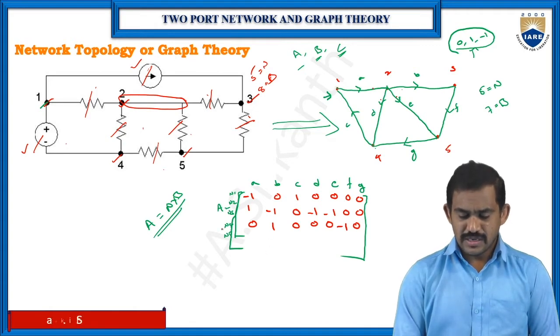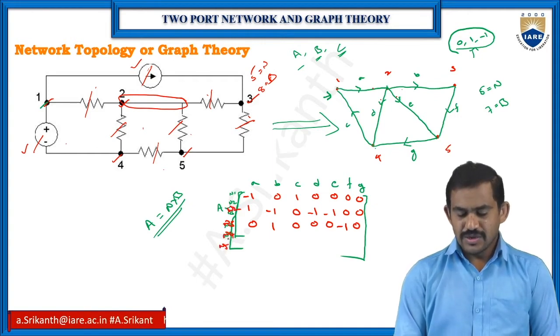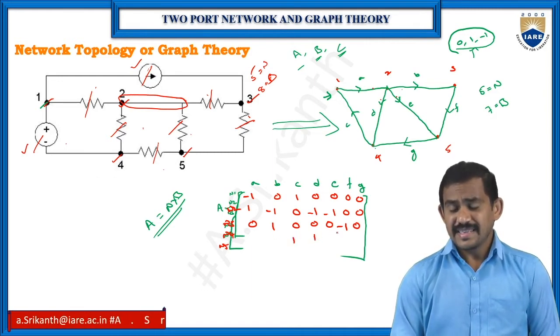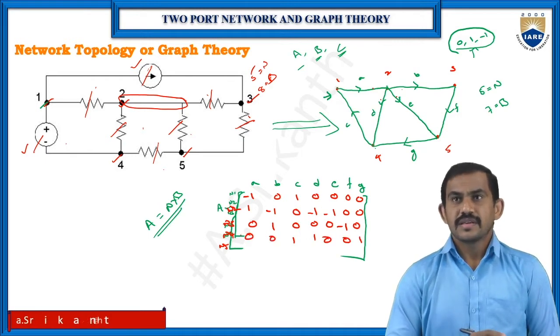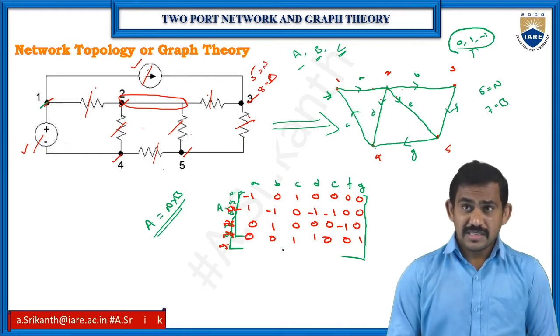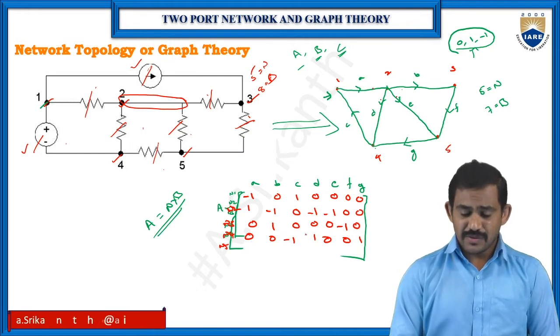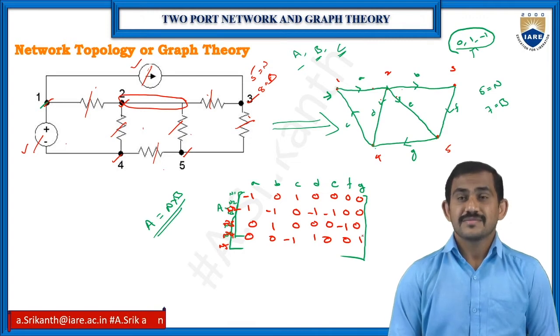Coming to node 4, we have 3 branches, C, D and G. The remaining are zeros. Now check the directions. C is outgoing, so we have the minus value. D is incoming, we have the plus value. And G is incoming, we have the plus value.